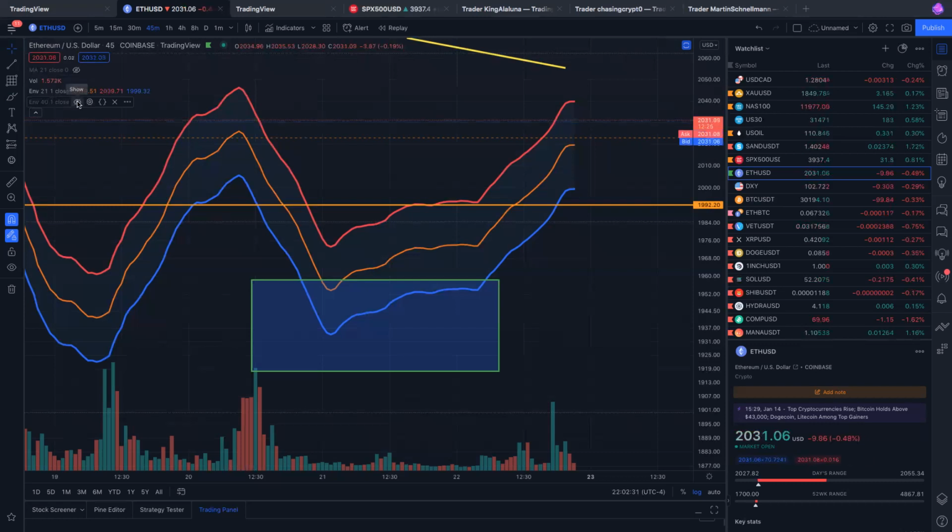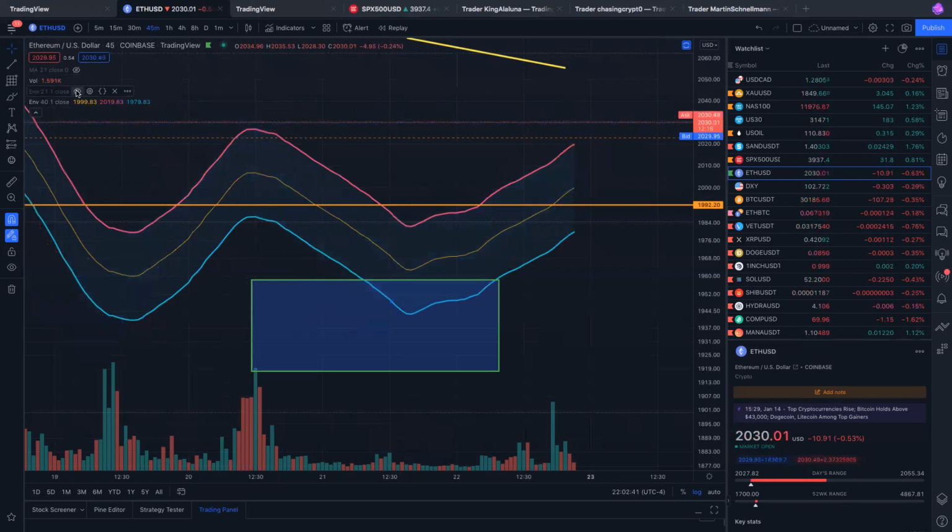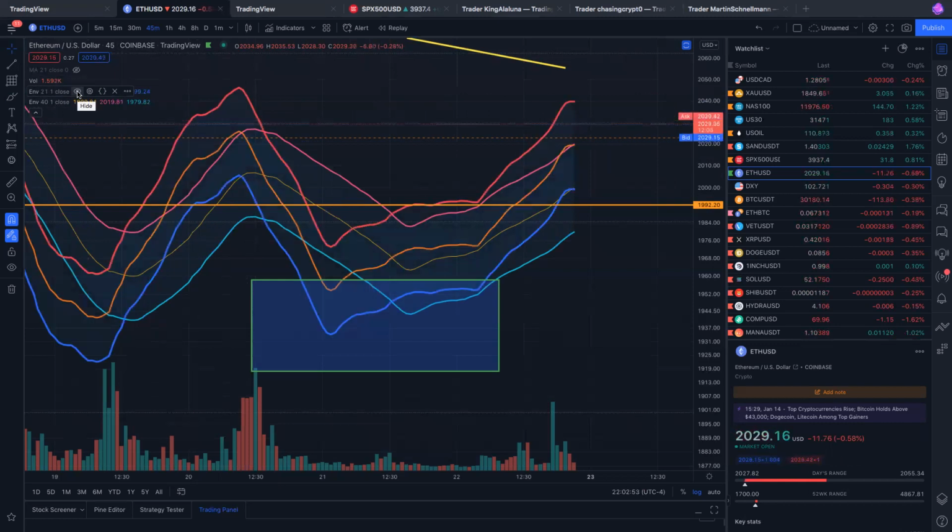Then I use another one, which is the 40. I have them in different colors. I'm going to hide the first one. This is the second one. You see, the 40 is a little different than the first one. It's a little wider, and you can see how they intertwine with each other.